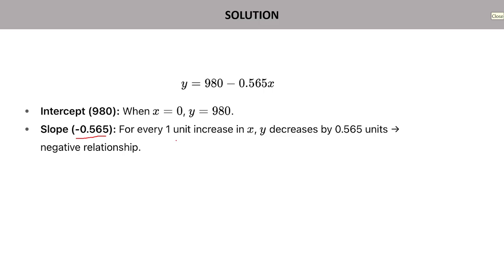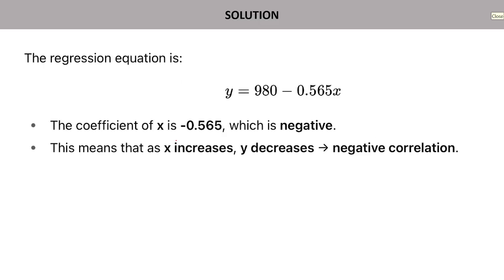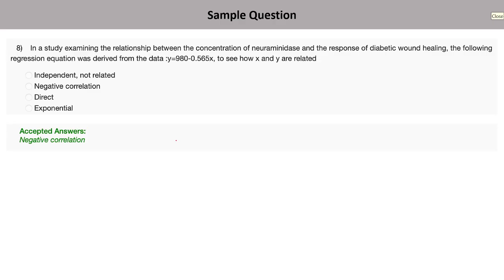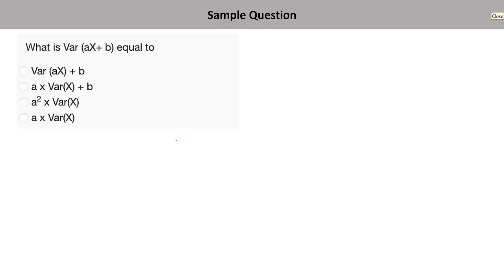A negative relationship will always cause the dependent variable to decrease when the independent variable is increasing. So, according to the regression equation that we have, the coefficient of x, which is minus 0.565, is a negative coefficient, and this means that on an increase of x, y will decrease, which leads to a negative correlation. So the answer to this question is a negative correlation. Now let's move on to our next question.